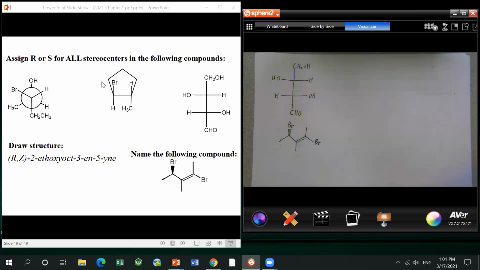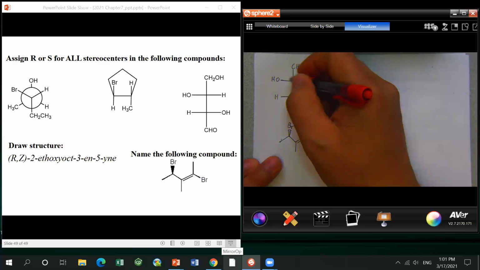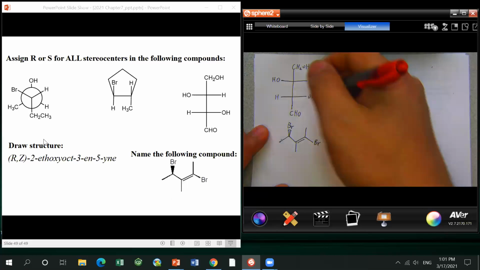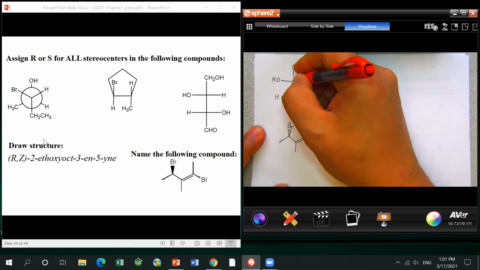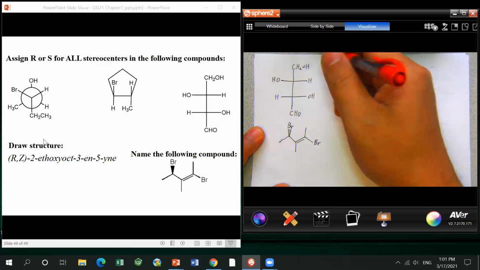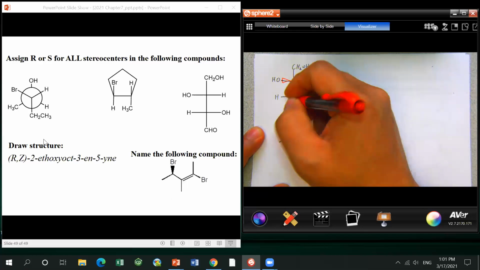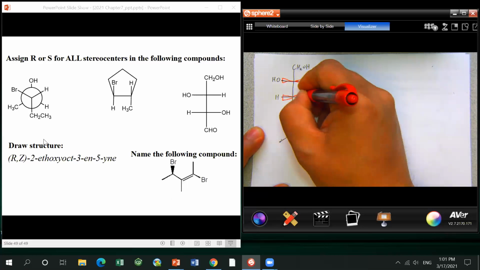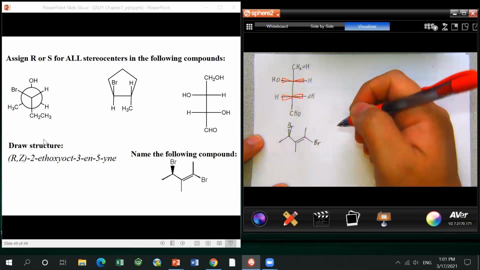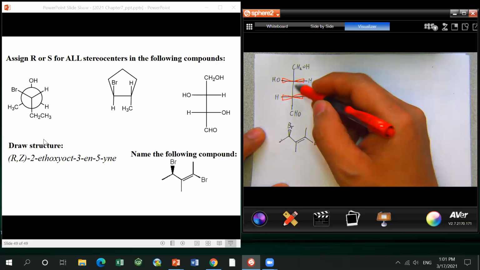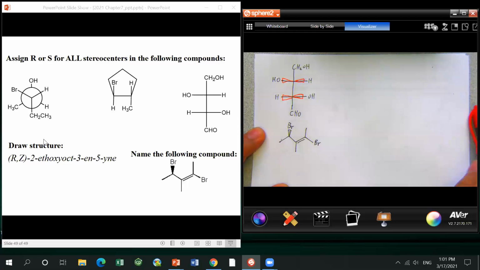For the Fischer projection, the first thing you need to understand is that all the horizontal bonds point towards you, and the vertical bonds point away from you. If it's hard for you to memorize, you can draw the horizontal bonds as wedges, like this, so that helps you get an idea. We'll assign R/S for these two stereocenters, one by one.